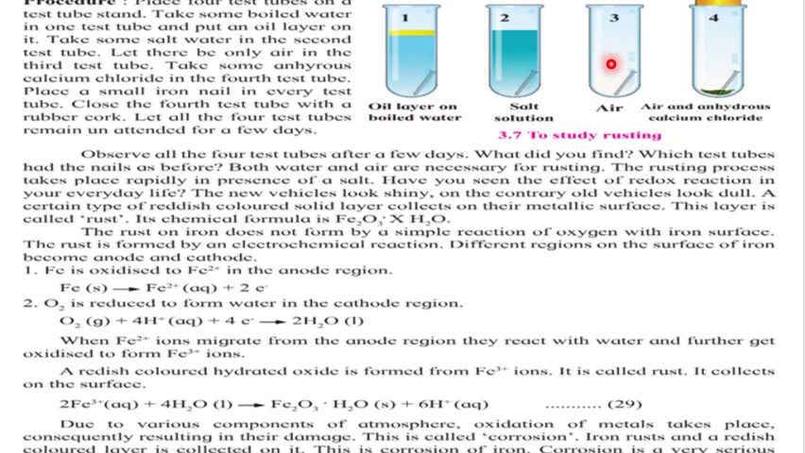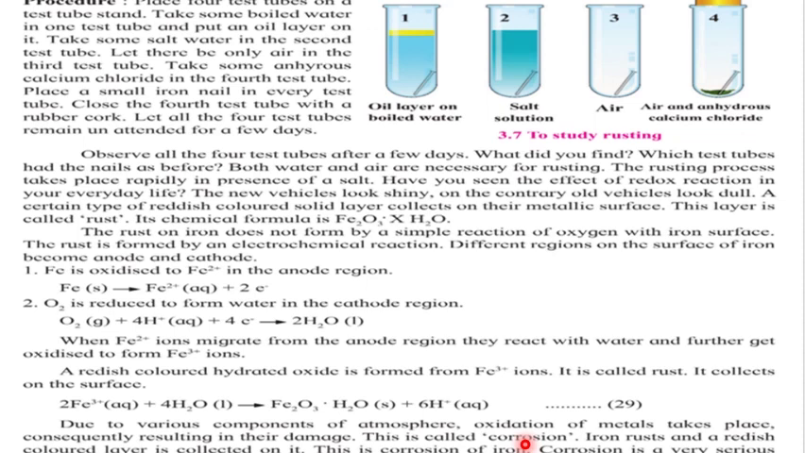Now let us discuss corrosion. As we see in this diagram based question, both air and water, that is moisture, are necessary for rusting. So due to the various components of the atmosphere, oxidation of the metal takes place, consequently resulting in damage. This is called corrosion. And due to corrosion, the metal article becomes weak.